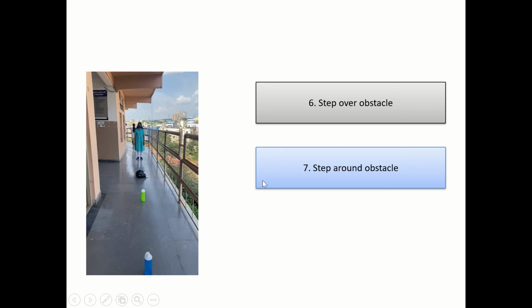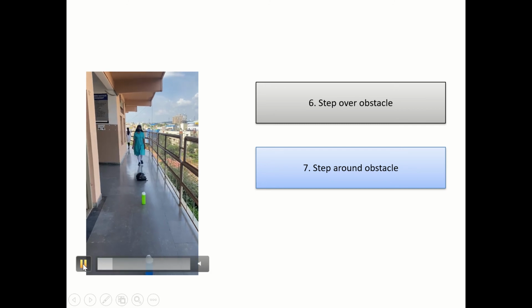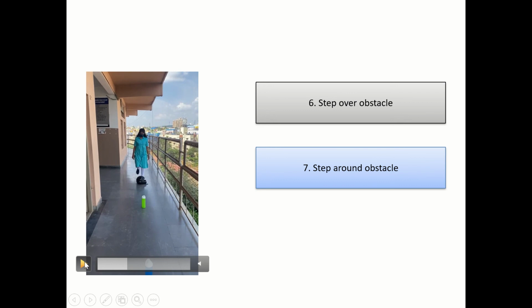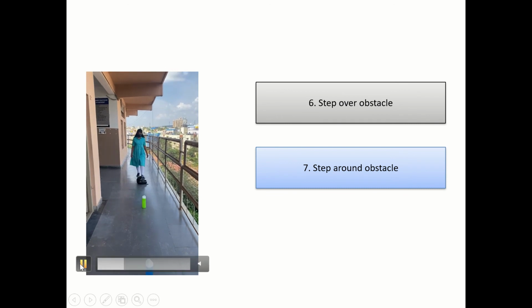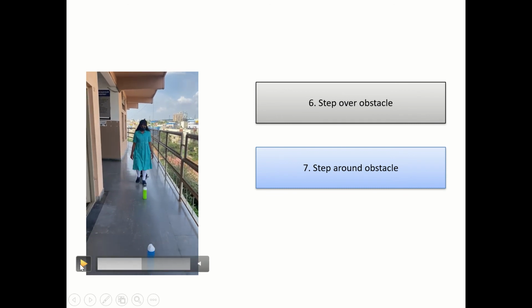So let's look at point 6, that is stepping over obstacle. So this patient is normal. She looks at the foot. She is absolutely fine. Her foot is rightly lifted up when she is coming near the obstacle, and then she is crossing over it and walking ahead. So this is your 6th point, stepping over obstacle.